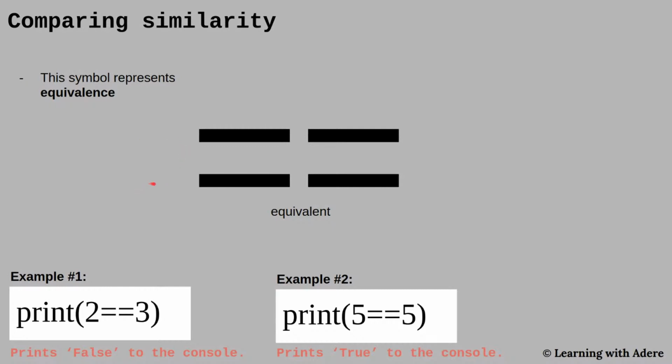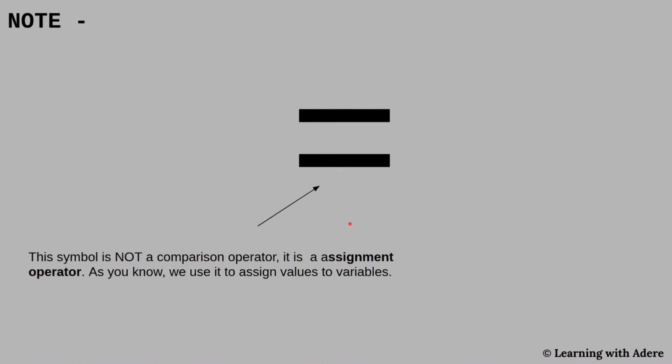Here are the examples we have. Here we're telling it to print 2 is equal to 3. Of course, that's going to print false to the console because 2 is not equal to 3. Then here we have 5 is equal to 5, which is true. 5 is the same as 5, they're the same amount, and this prints true to the console. Remember, these two symbols are not the same.